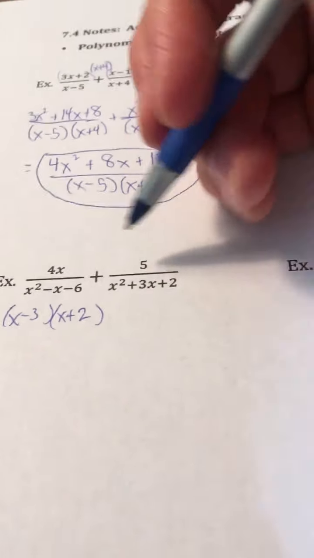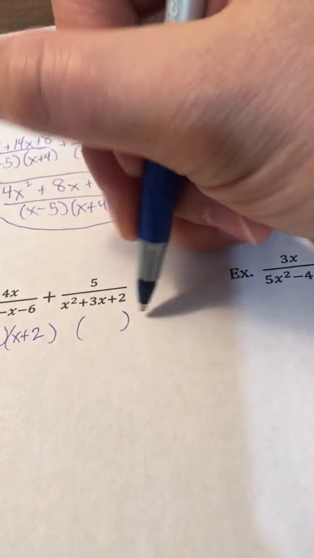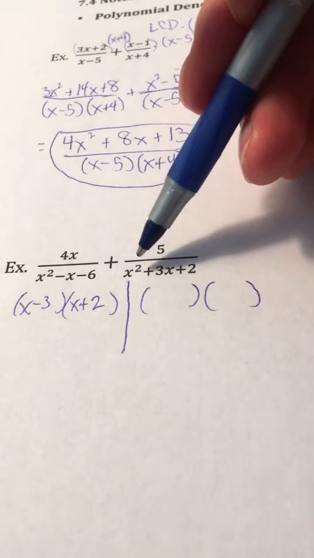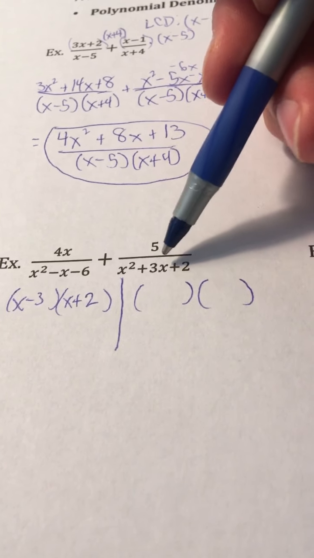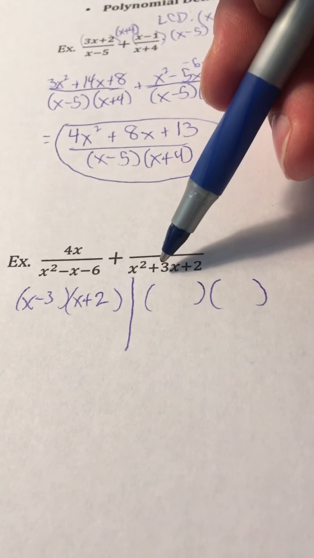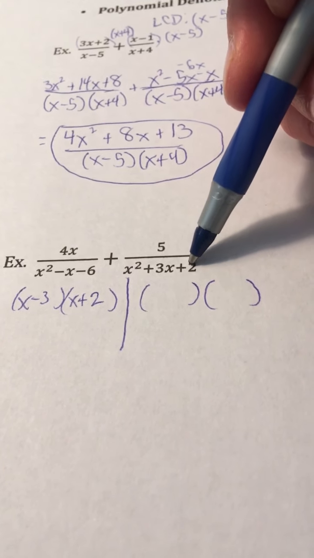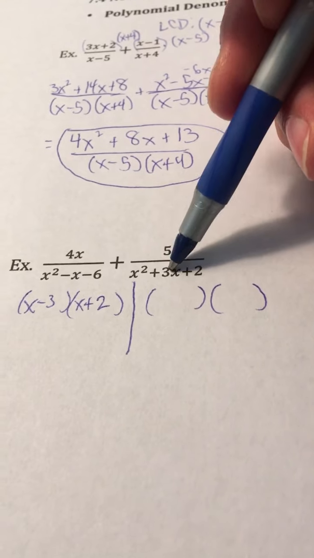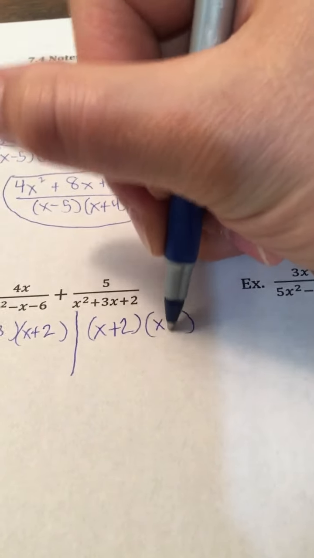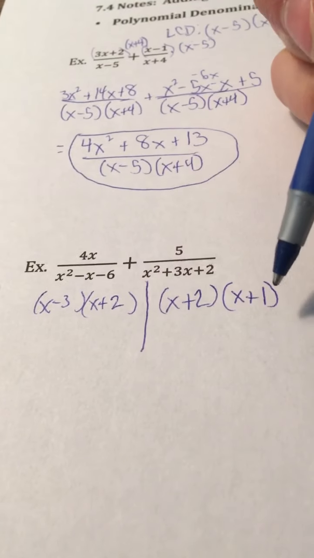Second fraction, look at the bottom. This time, I need, just draw a line here so I don't mix them up. I need to find two numbers that multiply to give me positive 2, add to give me positive 3. Before you say, no, that can't be done, remember 1 times anything gives you that number. 1 times 2 gives me 2, 1 plus 2 gives me 3. So x plus 2, x plus 1. So these are our factors.